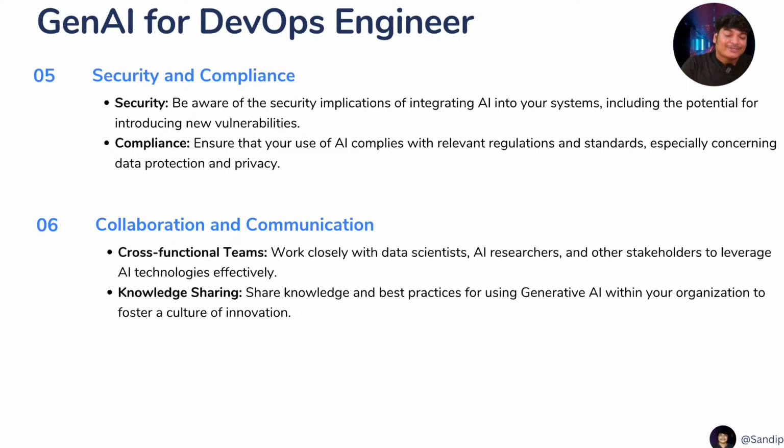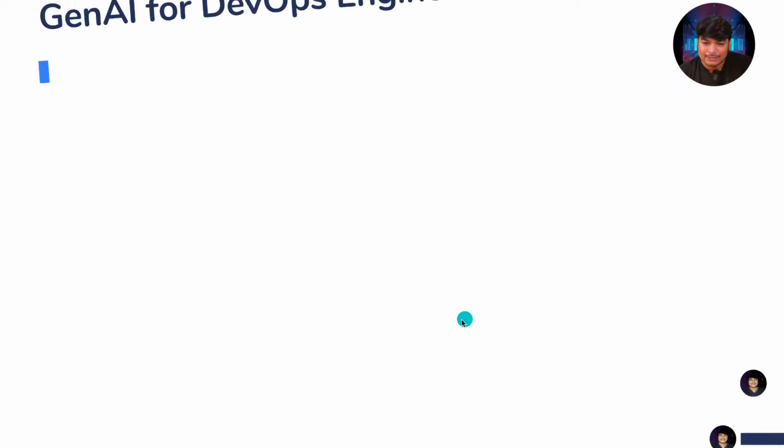So this kind of thing will come even though you are not an AI engineer or a data science person. You have to think of different ways to reduce the processing time, building time, and compute time. Work closely with data scientists, AI engineers, and other stakeholders to leverage AI technologies efficiently. Then knowledge sharing: share knowledge and best practices of using generative AI within your organization to foster a culture of innovation. So these are the things I think I've covered.